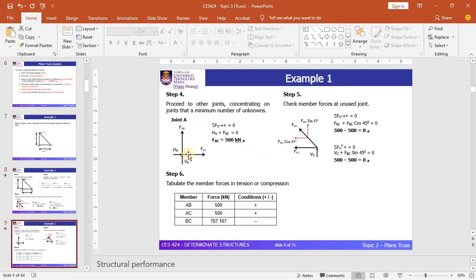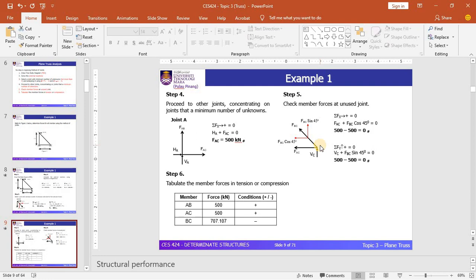Okay, so in step 4, you can see that joint A has been chosen to solve the internal force in member AC. By considering the summation of force in the horizontal direction, you can see that FAC is equal to 500 kilonewtons. Here, we don't know the state of stress, whether it's compression or tension. So as usual, you need to assume that this member is under tension, so you need to draw the arrow upwards from joint A. And the last step is where we have actually solved all the member forces.